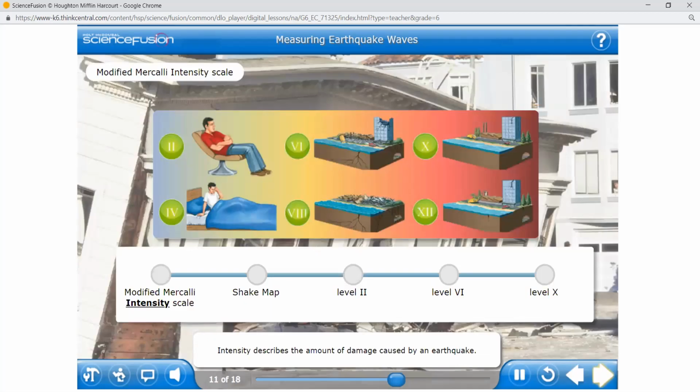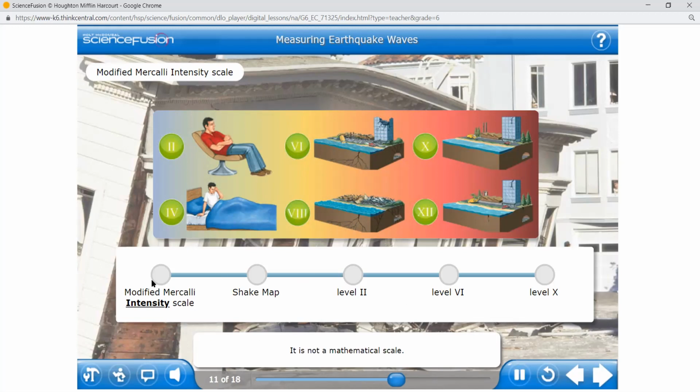Intensity describes the amount of damage caused by an earthquake. The modified Mercalli intensity scale is used to describe the intensity of an earthquake. So that scale, which was previously with the scientists, is no more used. But now they are using the modified Mercalli intensity scale, which they have shown here, and we'll see about it.